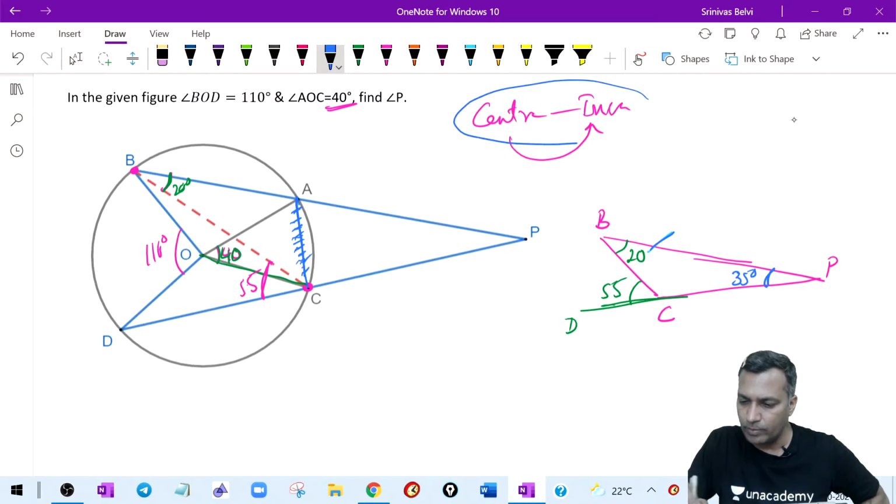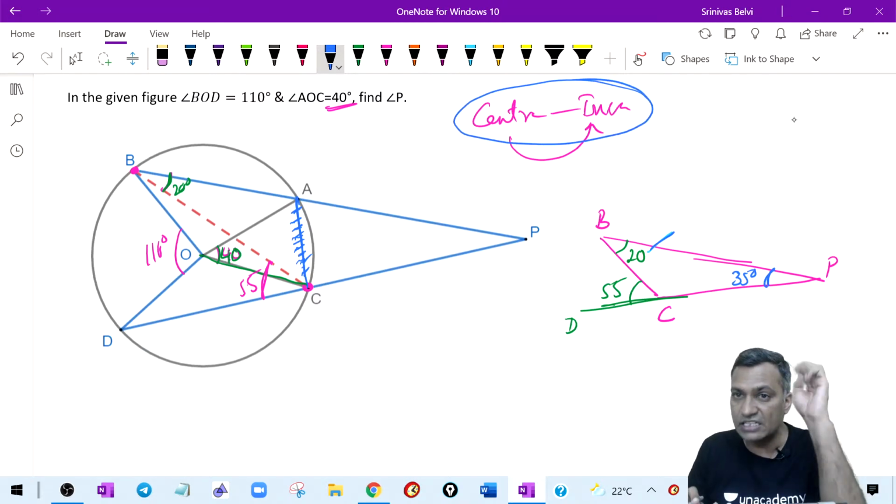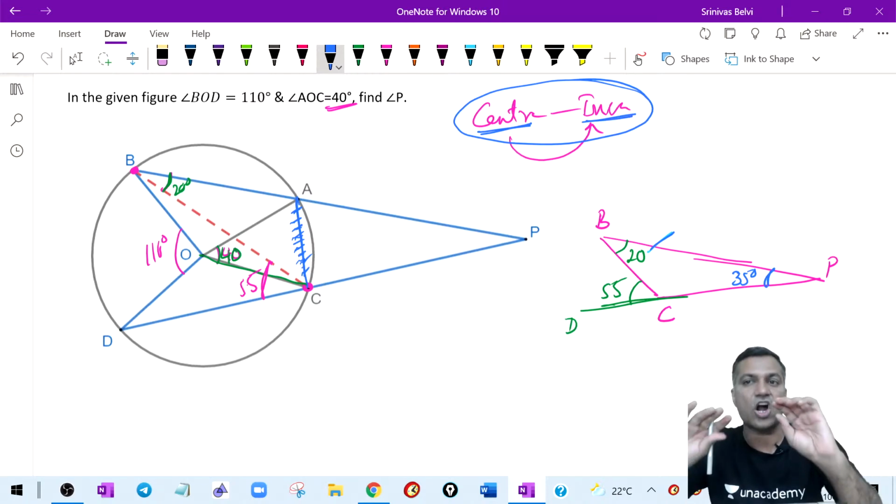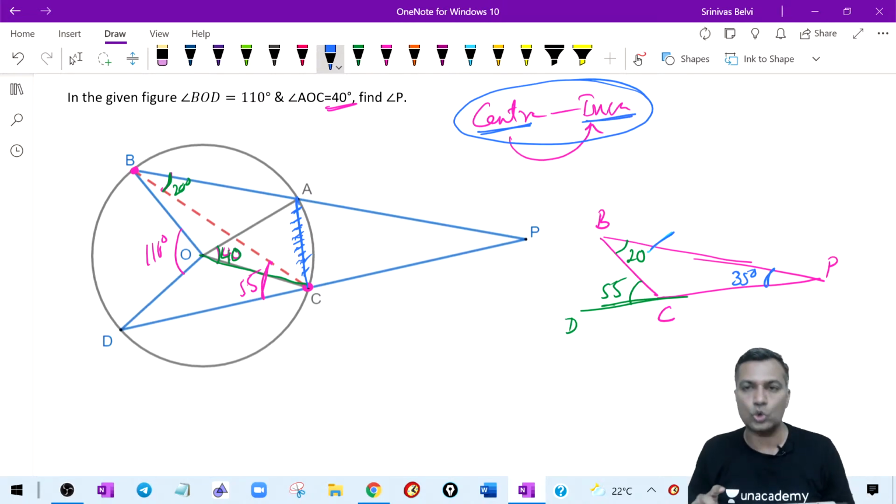Central angle is an automatic trigger for the inscribed angle. We did 3 questions like this. Central was given, inscribed has to be figured out. It's an auto trigger. Guys, making sense? Everybody? Good. All right.